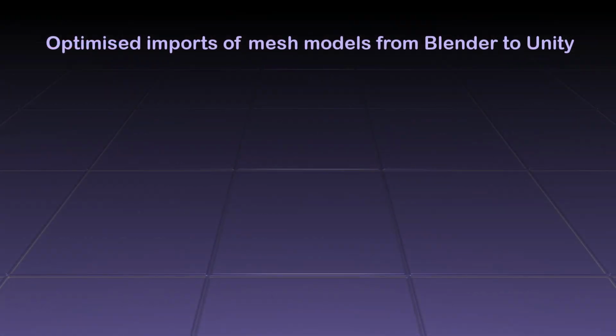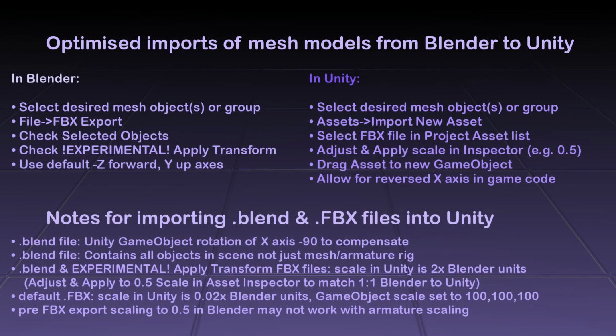That concludes this tutorial. We can take the following points in summary. Blender's FBX export of selected objects only with experimental apply transform along -Z forward, Y up axes is the best way to get just the mesh objects you need from any given Blender scene into a format most easily imported by Unity with minimal work required to correct the orientation, scale, and mesh inclusion exclusion.